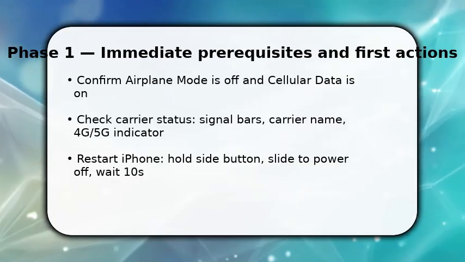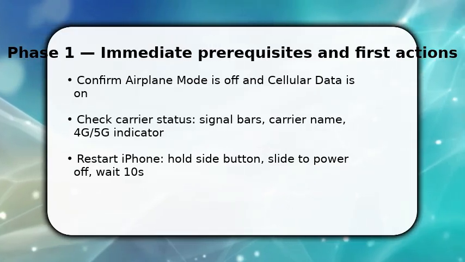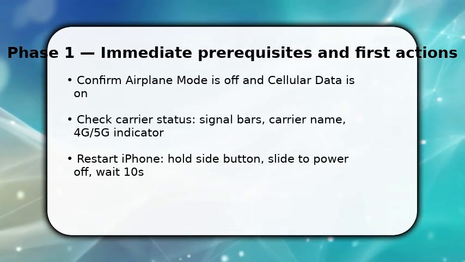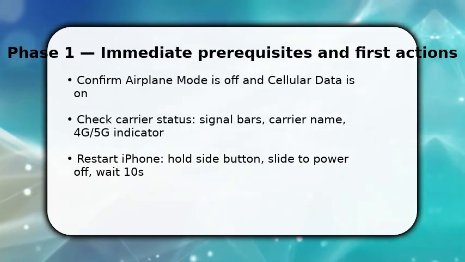You start by confirming the basics because they solve many issues fast. Turn off airplane mode and ensure cellular data is enabled. You'll see the carrier name and 4G or 5G at the top.